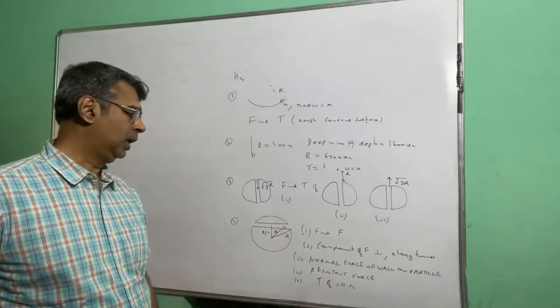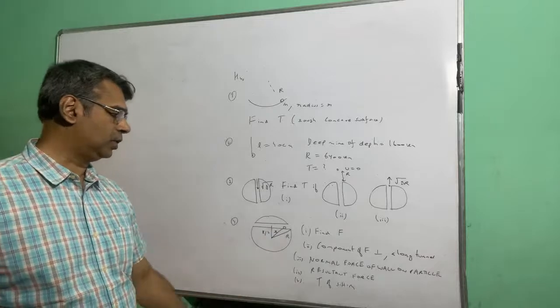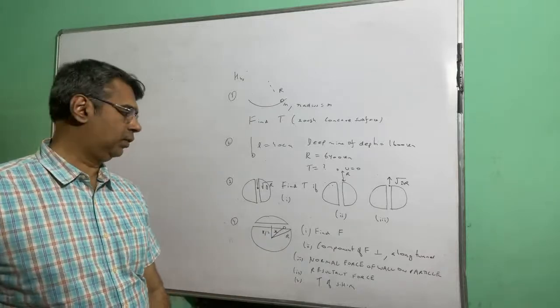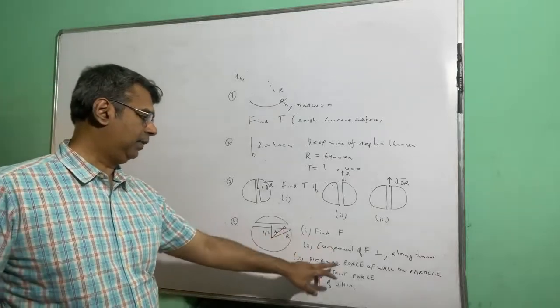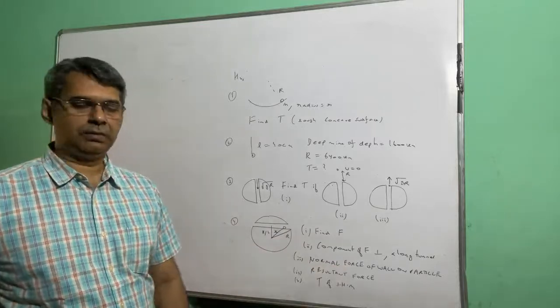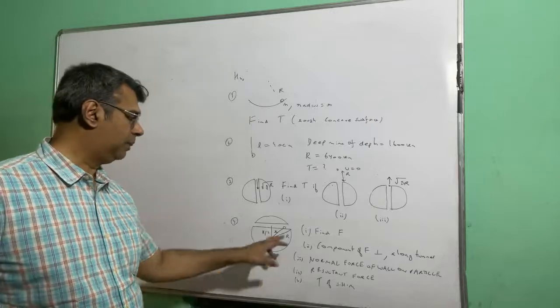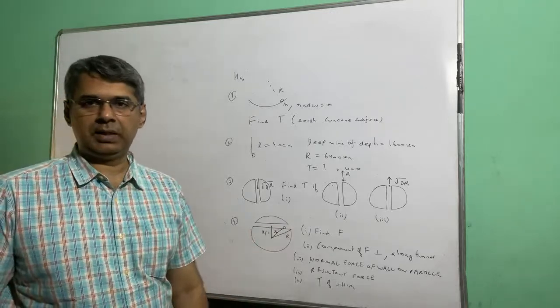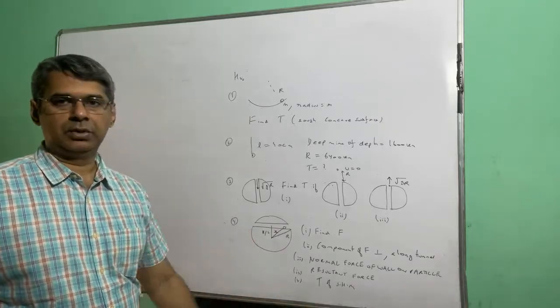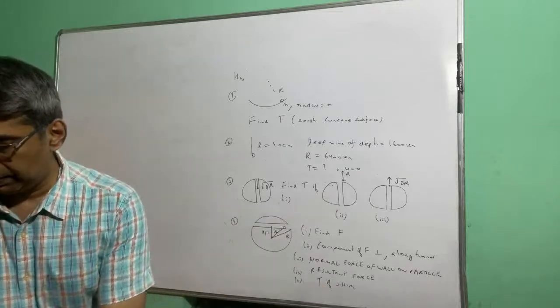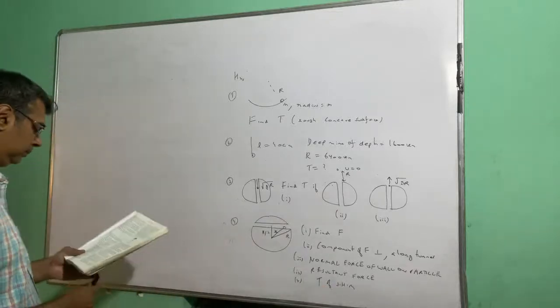Part 4, find the resultant force on this particle. The resultant force will be due to F and due to the normal. What is the resultant force on the particle? And part 5, this particle will execute SHM in the tunnel. Find the time period. So these are the subparts of question number 4.